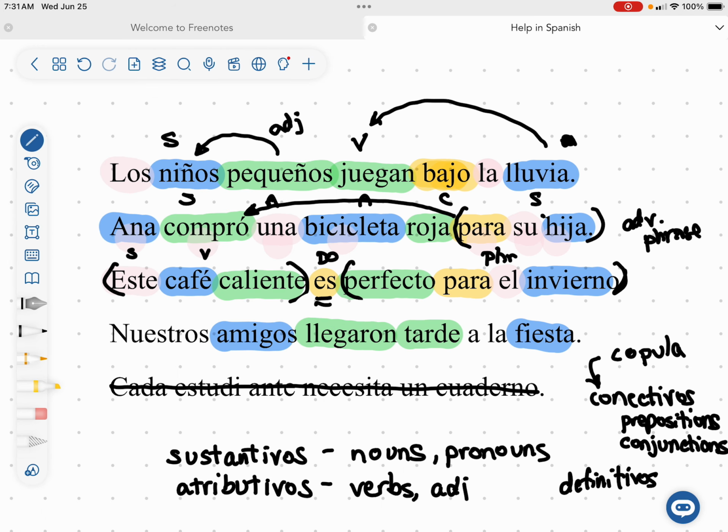Our connecting words, no, nuestros defines which ones, so that's a pointing word. La fiesta, la is pointing to fiesta, so a connects fiesta with llegaron. So again, we have an adverbial phrase there. And then we have our pointing words, which are nuestros and la. Okay, so that's how we practice identifying what the function of each word is.